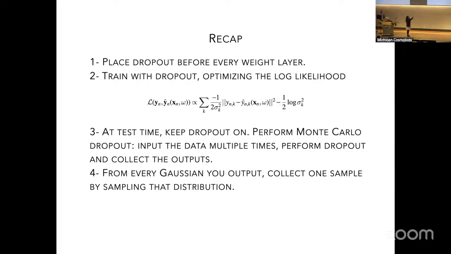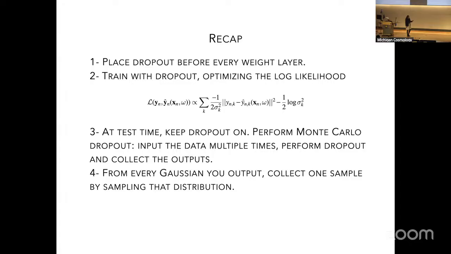OK, so how do we get uncertainties on the neural network? We place dropout before every weight layer that we have. That's like replacing our weights by the distribution Q. Then we train with dropout on by optimizing the log likelihood like this. And then at test time, we keep dropout on, which is not what you would do normally when you're doing dropout.